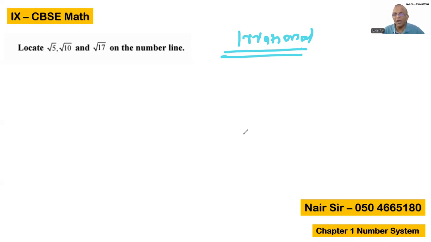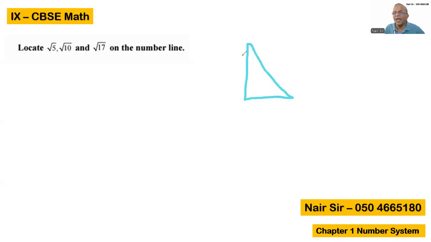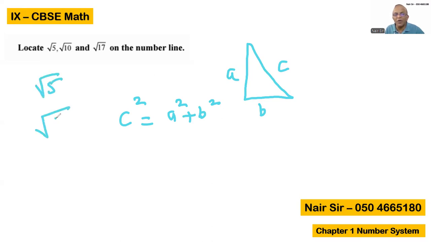And that is the reason why your mommy, your papa, your grandpapa, everyone would know Uncle Pythagoras. What did he come up with? He said, if I've got a right angle like this, I've got this and I've got this, then C square is equal to A square plus B square. This is what Uncle Pythagoras came up with. And with the help of this, you are going to locate root 5, root 10, root 17.